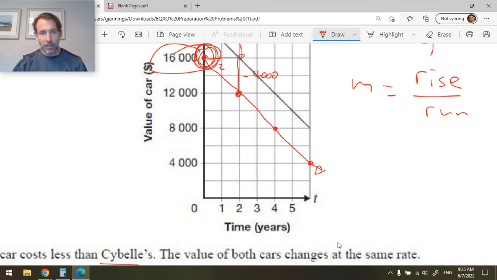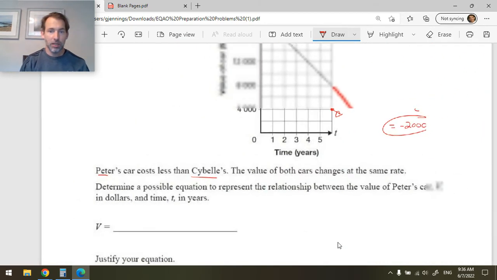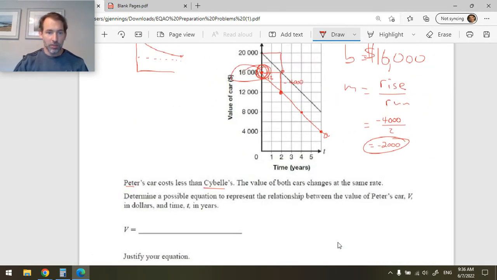Notice I got the signs right. I went positive 2 years. 2 years in the future, the car will be worth 4,000 less. Must get the signs right. Minus 4,000 over 2 equals minus 2,000. Okay, there's my M value. So now let's put those in here. And so we would say that V, so we have this number and that number that are important. V equals minus 2,000 times t years, plus the initial value of the car, 16,000.